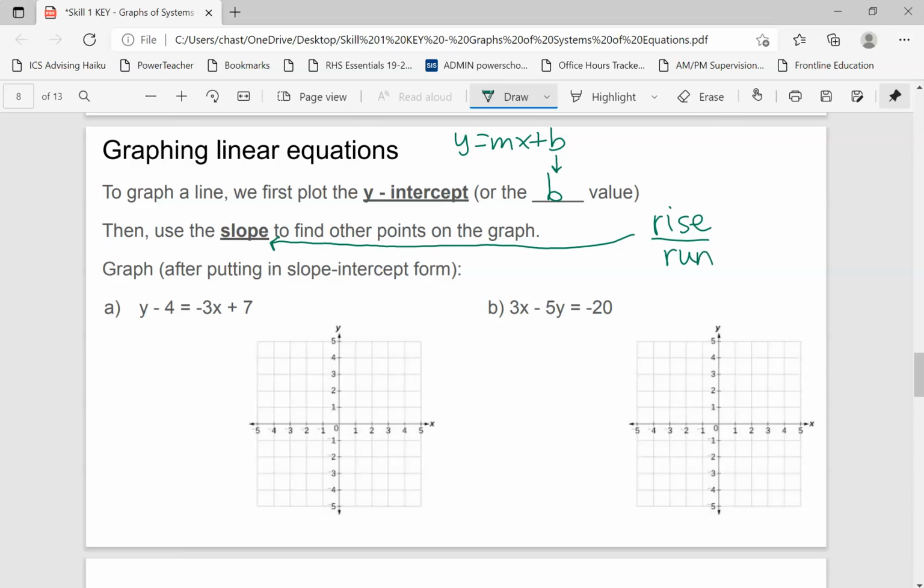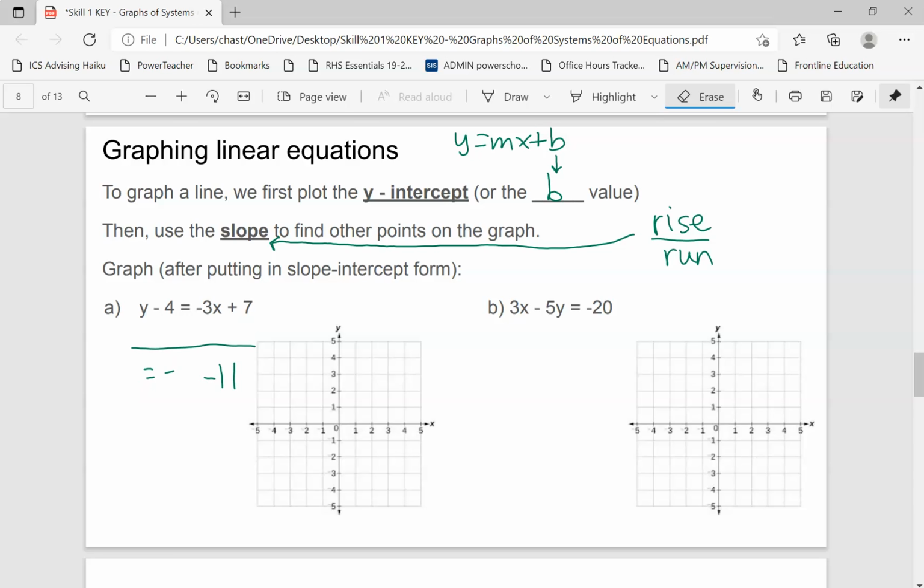So let's model a couple examples. First of all, we have to solve each of these for y. So on part A, there's no parentheses, so I don't have to distribute, but I do have to add 4 to both sides. So I get y equals -3x plus 11. Terrible example because plus 11 can't be plotted on here.